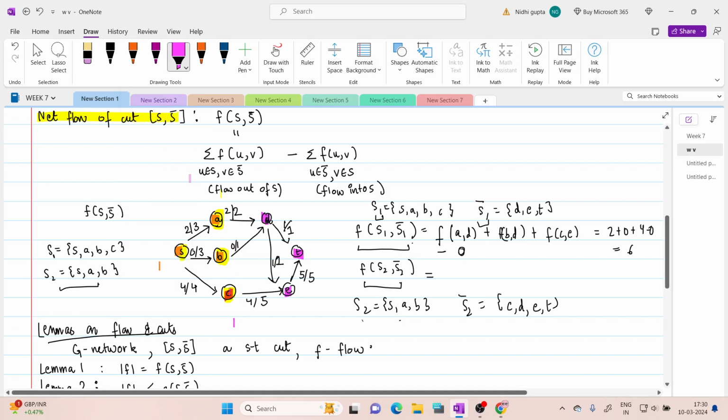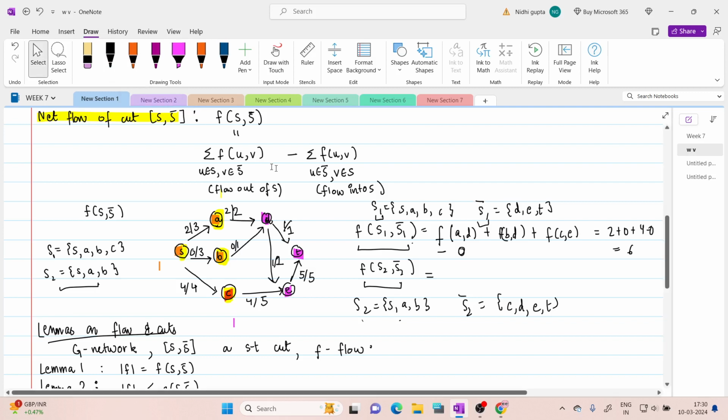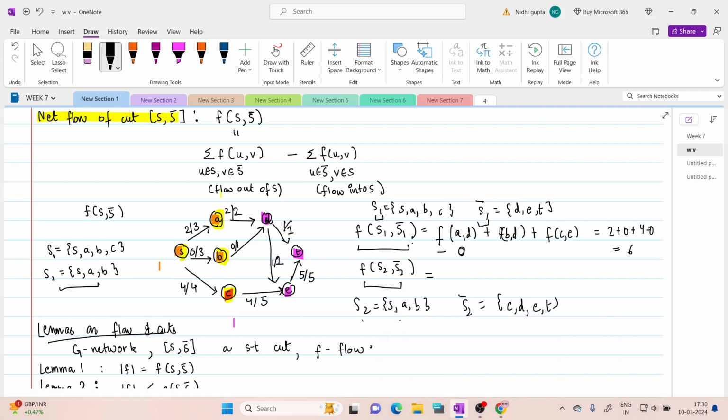So what is the flow out of S2? Is S2 C, D, E, T, ma'am? No, S2 is SAB: S, A, B. Why not C also? I'm taking this as an example. Okay, S2 is SAB. So the out flow is only two, ma'am? Why? S, A, B, so there is a flow only from S to A, ma'am?